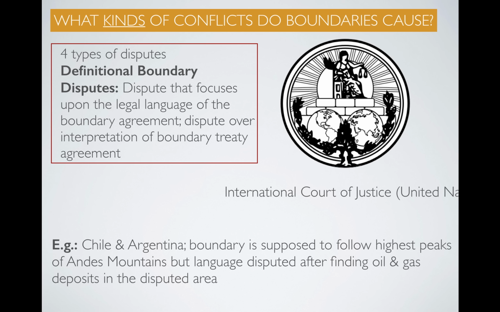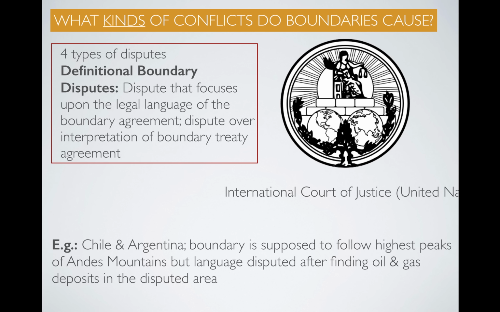So it's a dispute where two different states are disputing over the actual interpretation of a boundary agreement. So there's been some sort of treaty, some sort of law, some sort of agreement. And in a definitional boundary dispute, two states are disagreeing over the language and the legal implications of that treaty.